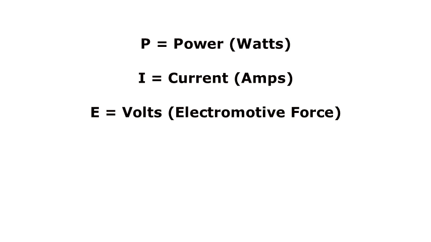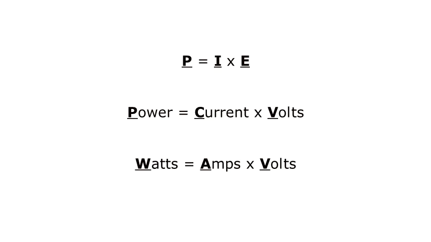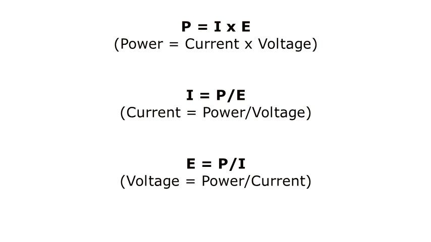So the formula is easy to remember. The way I learned it when I was a kid was pie, which is P equals I times E. And so power is equal to current times voltage. And once you know that, you can figure out the mathematical equivalency here, in that voltage is equal to power divided by current, and current is equal to power divided by voltage.